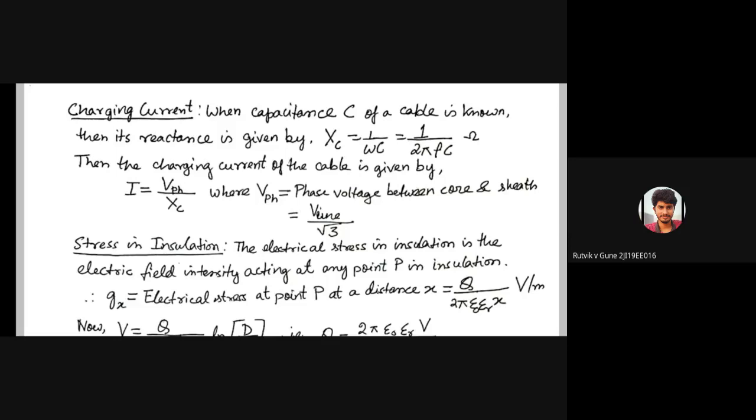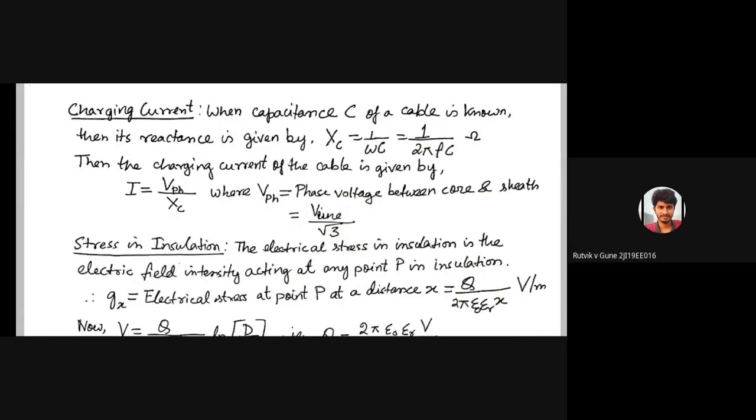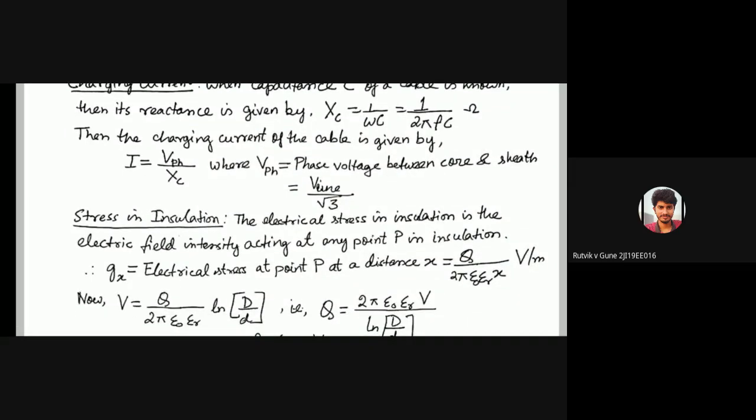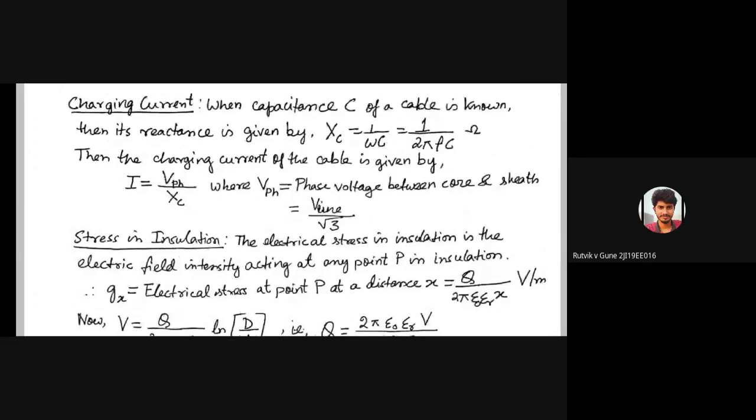Now, as I told you, the charging current of the cable can be given by I equals VPH by XC, where VPH is what? Phase voltage. That is the phase voltage between the core and the sheath, the two layers of capacitance and the two capacitor plates. So between the capacitor plates, whatever voltage exists, that is VPH. VPH actually is 1 by root 3 times the line voltage. So VPH divided by XC is our charging current. Remember this because this will be required later.